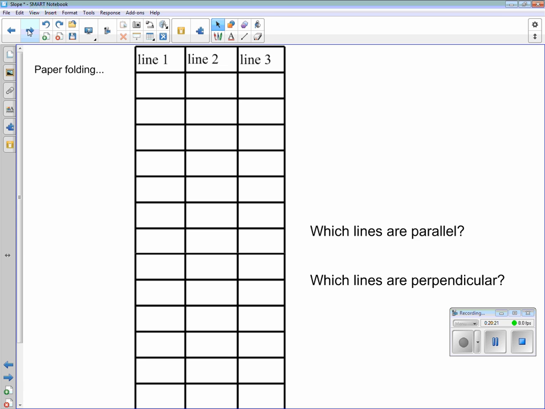I want you to actually darken this line. We're going to call this line 1. Go ahead and just, with your pencil, darken it along the sides. I would just write L1 or something off to the side. This is line 1. Darken it and call it line 1. All right.